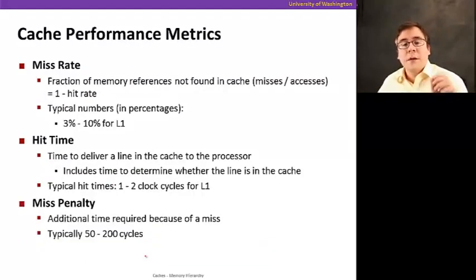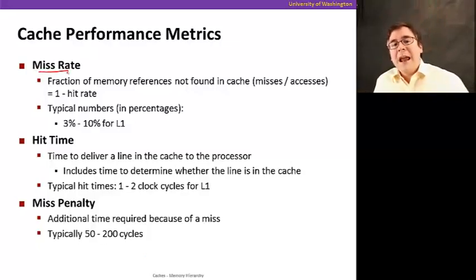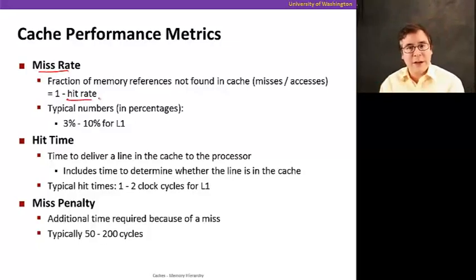Okay, now let's look at the basic concepts of cache performance metrics. The first one is called the miss rate. The miss rate is the fraction of memory references that are not found in the cache. That's 1 minus the hit rate. The hit rate is the percentage of accesses that hit in the cache, so 1 minus the hit rate is what we call the miss rate, which is the fraction of accesses that do not hit in the cache.